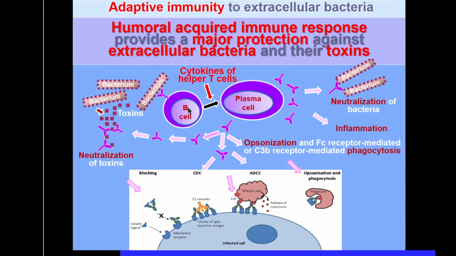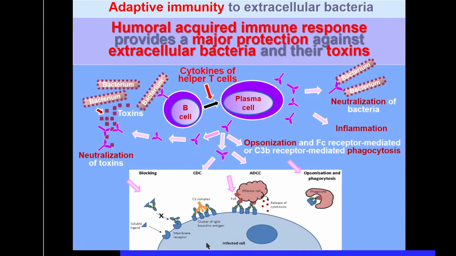After that, B cell activation also depends on the cytokines of the T helper cells, in this case T helper type 2. When antibodies are produced, they bind bacteria, causing their neutralization. The antibodies may cause inflammation, for example, by activating the complement system. They are involved in opsonization, which is facilitating phagocytosis.